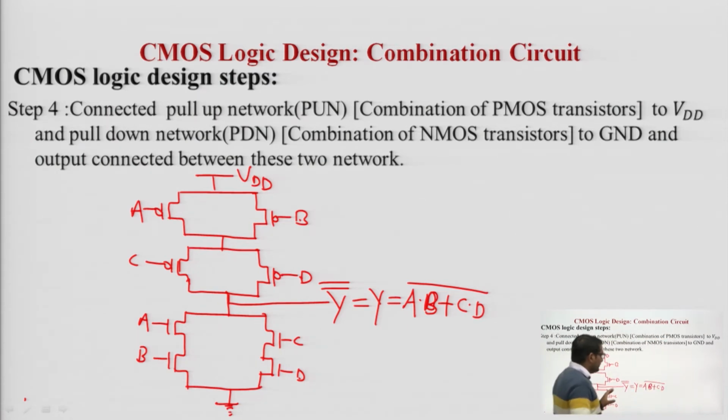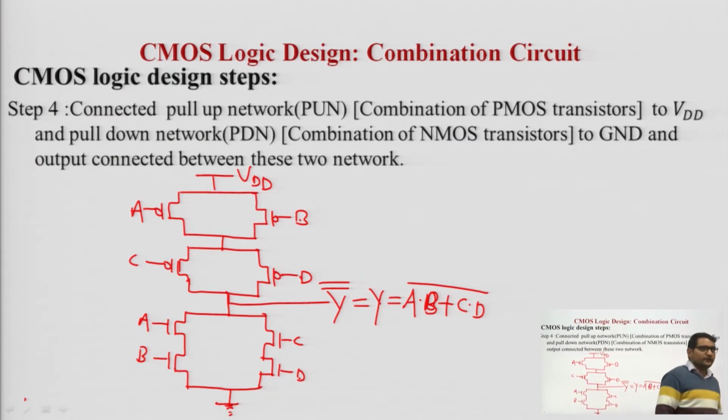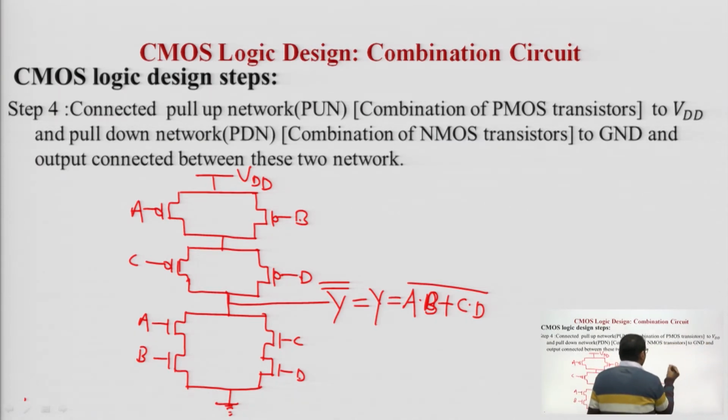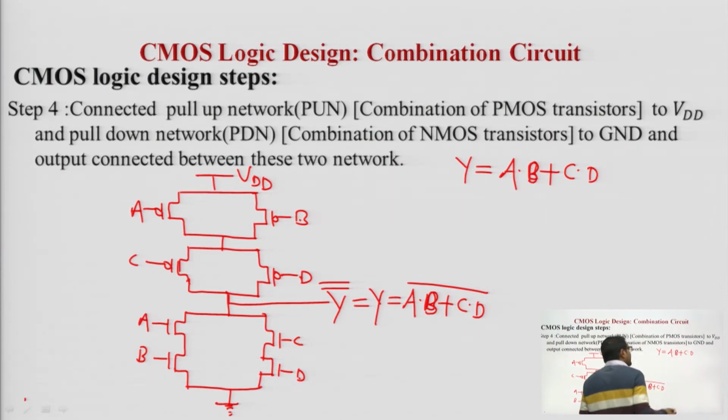These steps are followed to design a Boolean algebra. Let's suppose you have a Boolean algebra that looks like A dot B plus C dot D. It is not given as a complementary function. Then we start from step 2, and in the final step we add a CMOS inverter. Here, after step 4, we add a CMOS inverter at the output side.